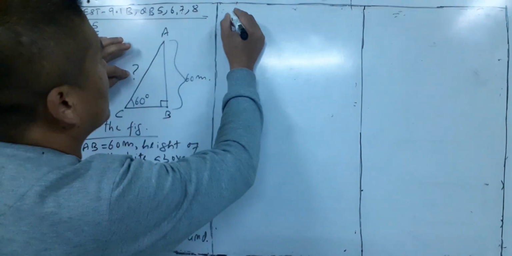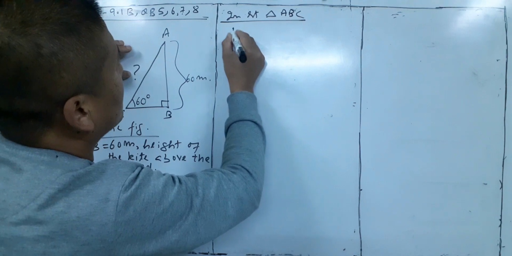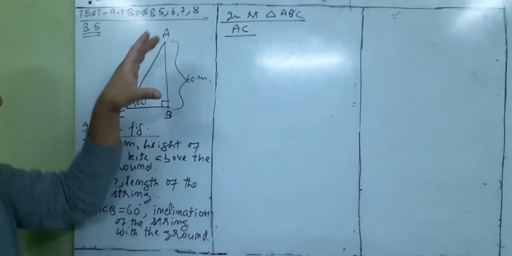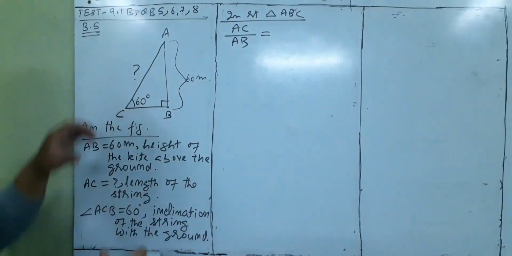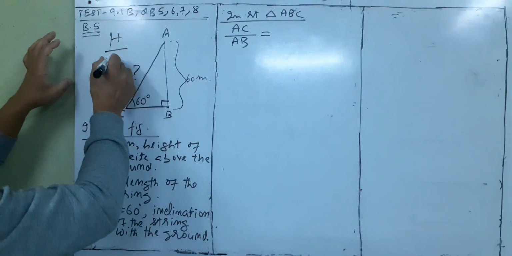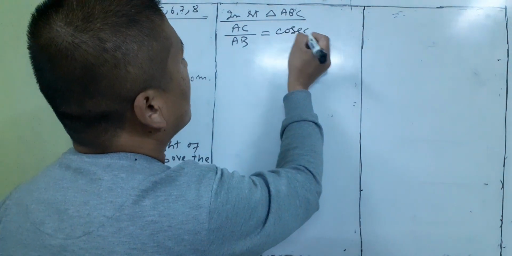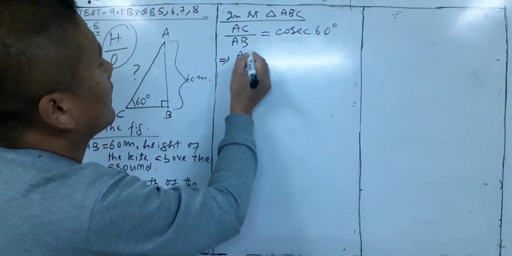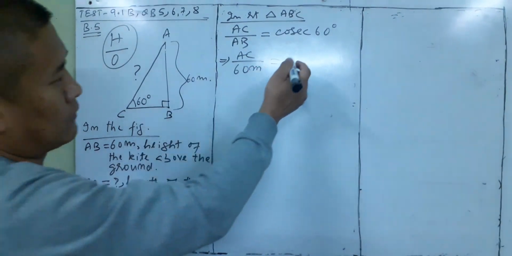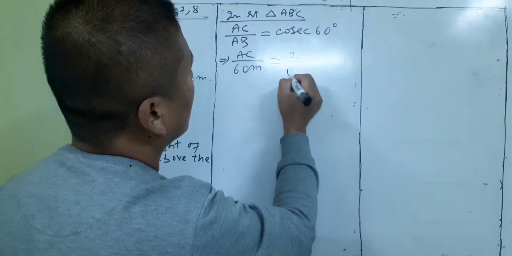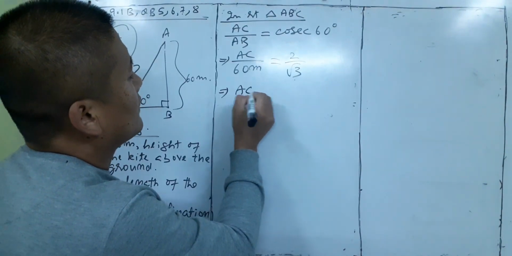Here the unknown side is this one, so we write that triangle first, right triangle ABC, the length of the string unknown AC by the known height given in the question, we write in the denominator. That way we find it easier, so that is hypotenuse by AB is opposite. And what is the name of this ratio? Yes, that is cosec, and the angle is 60 degree. So that will be AC by 60 meter, because AB is 60 clearly given in the question. Then cosec 60 degree is 2 by root 3, right? 2 by root 3.